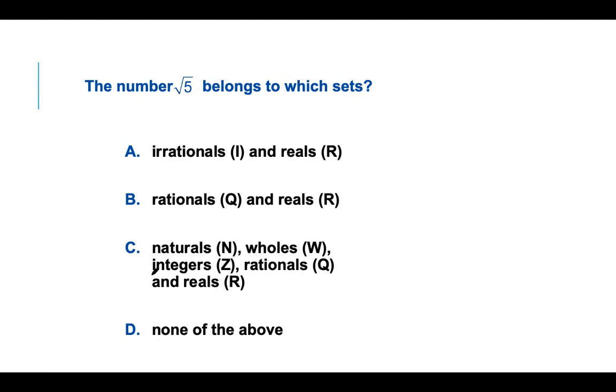All right, so we're going to take a look here at the square root of 5. I know 5 is not a perfect square, so it's not going to simplify any further. Since I know that, it is going to be irrational.